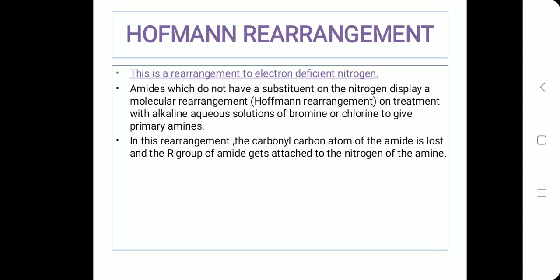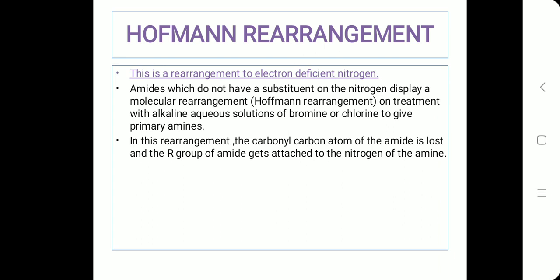Hi students, we will learn about Hofmann rearrangement. This is a rearrangement to electron deficient nitrogen. Amides which do not have a substituent on nitrogen display a molecular rearrangement called Hofmann rearrangement on treatment with alkaline aqueous solutions of bromine or chlorine to give primary amines.